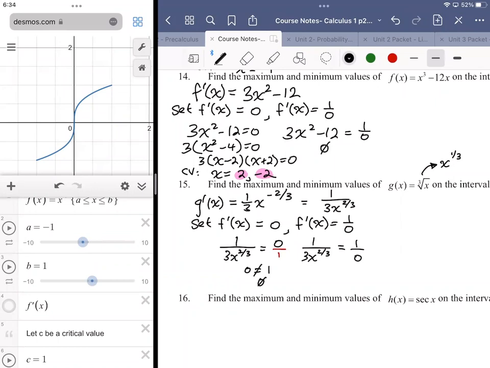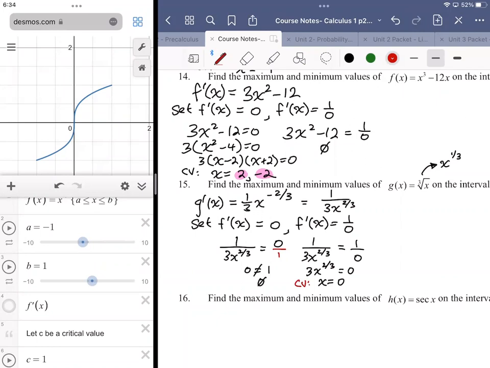All right, so cross multiply, you get 3x to the 2/3 is equal to 0. You can do all the algebra, but the only way that would happen is if x is equal to 0. And so that's our critical value. Our derivative is undefined at x equals 0. So now we go through the evaluation process.